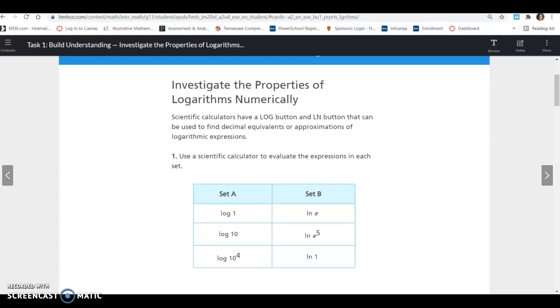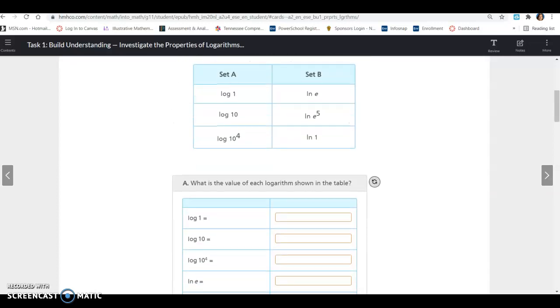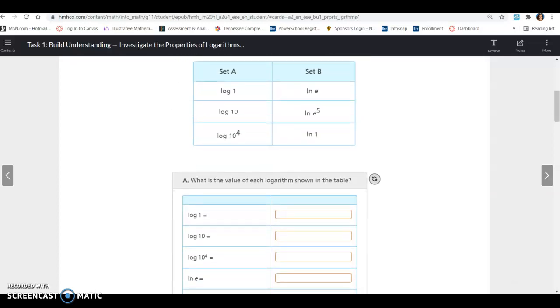Scientific calculators have a log button and a ln, which is natural log button, that can be used to find decimal equivalents or approximations of logarithmic expressions. Use a scientific calculator to evaluate the expressions in each set. All right, so it's made a table here for us. It says, what is the value of each logarithm shown in the table? So it says set A.